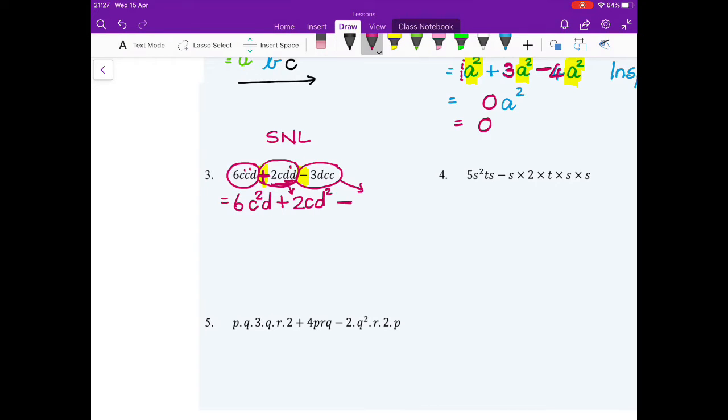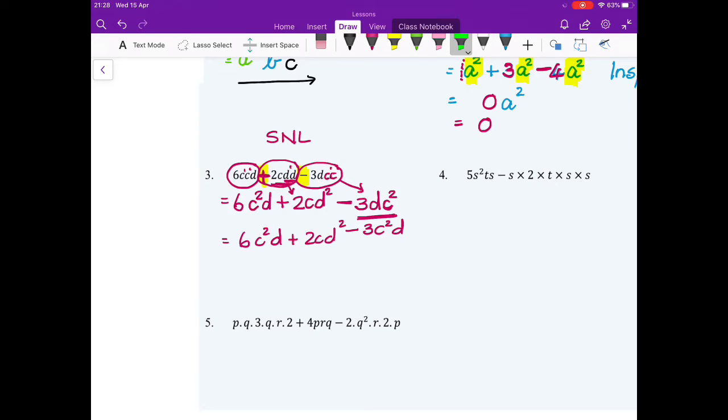Right, third term. I have a negative or minus. I only have a 3. I only have one D, so I write down my D. I have C multiplied by C. When I multiply powers by the same base, write down the base, add exponents. 1 plus 1 is 2. CD, CD. What's the problem here? It is not in alphabetical order, so this should have been negative 3c squared d. So I've got 6c squared d plus 2cd squared.